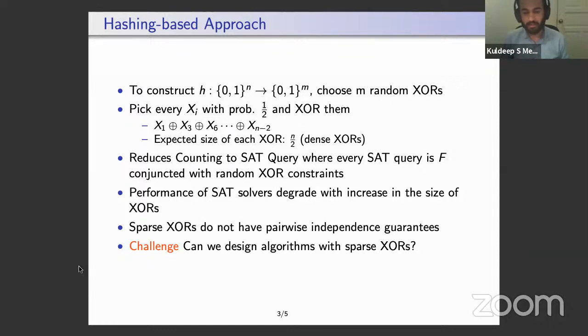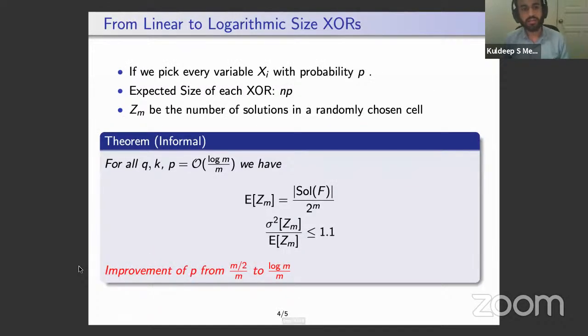So the question we have been looking at is, can we design hashing algorithms with sparse XORs? The key theoretical result is that the answer is yes. In particular, if you pick every variable with probability p, then the expected size of each XOR will be n times p. The key theoretical lemma one typically cares about is about the random variable, which is the number of solutions in a randomly chosen cell. We can show that the expected number of solutions in a cell is just the total number of solutions divided by the total number of cells.